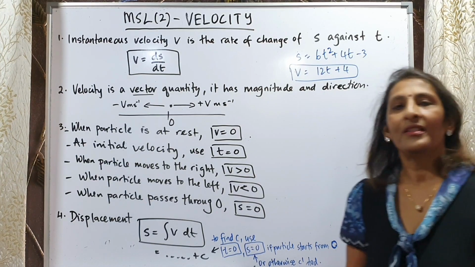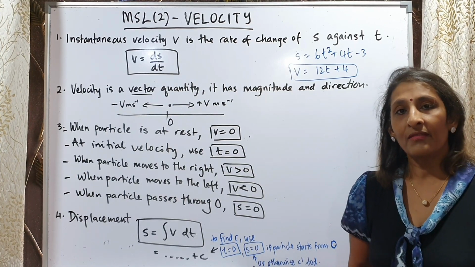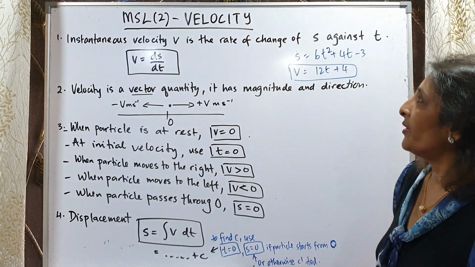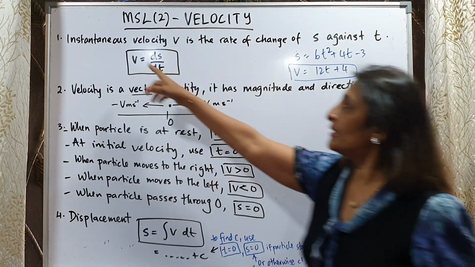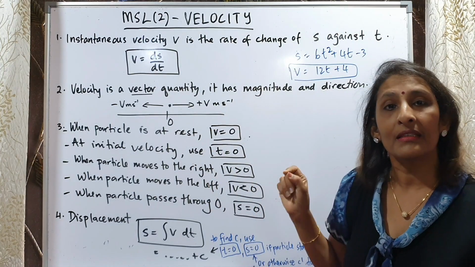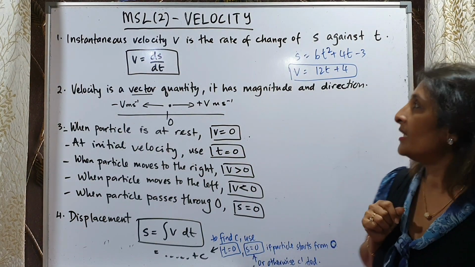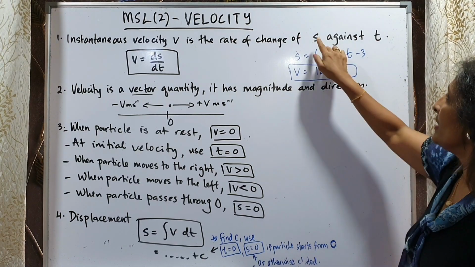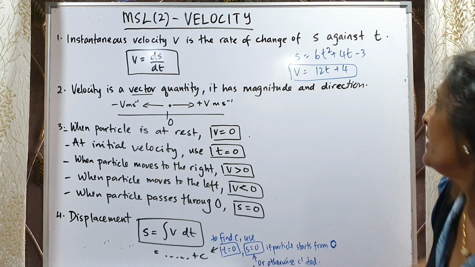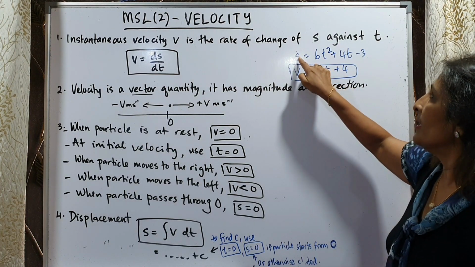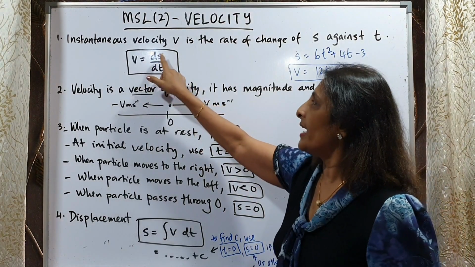Morning everybody. Today we are going to do part 2 of motion along a straight line, that is velocity. Alright, let's look at the board. What is instantaneous velocity? The word instantaneous means the velocity at a certain instant, at that point. Instantaneous velocity is the rate of change of displacement against time. That means when you differentiate the displacement, I will get velocity. So v is ds/dt.